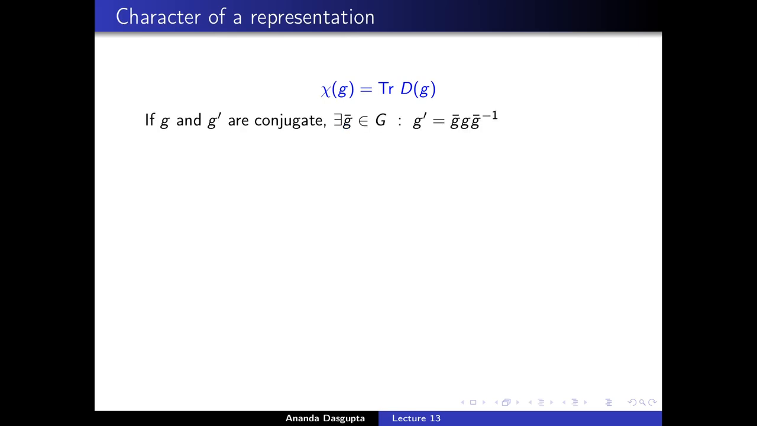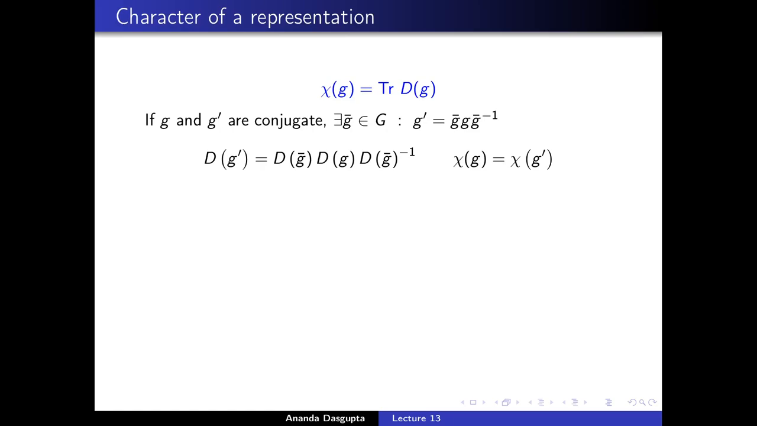Remember that when two elements g and g prime are conjugate elements, it means that there exists in the group capital G some element g bar such that g prime is g bar g g bar inverse. Now, because D is a representation, it respects the group multiplication property. That is, D of g prime is D of g bar times D of g times D of g bar inverse. And that implies that the matrices D of g and D of g prime are actually similar to each other, and hence their corresponding traces, the character of g and the character of g prime, are going to be equal.